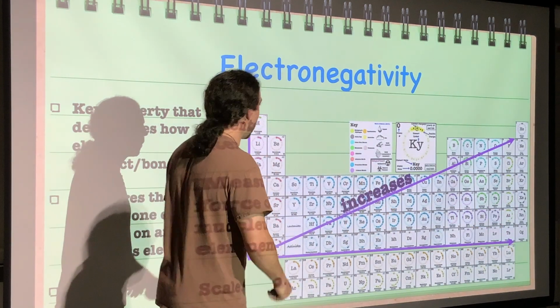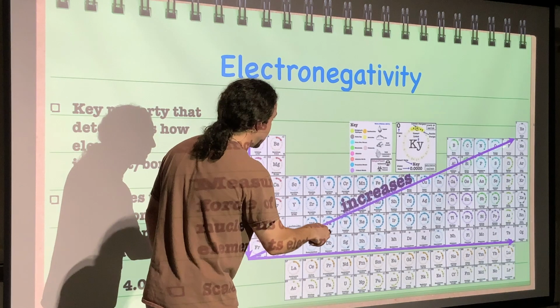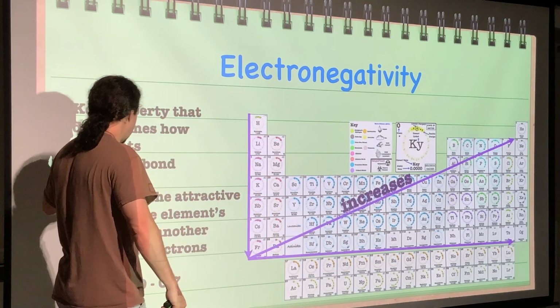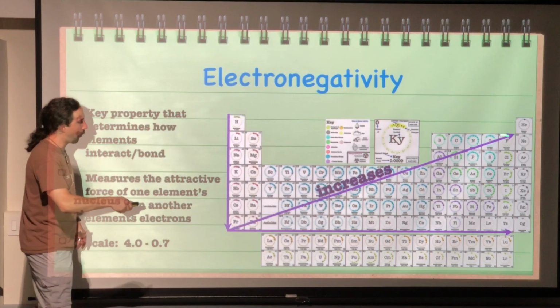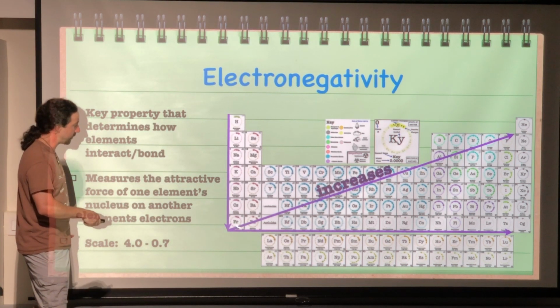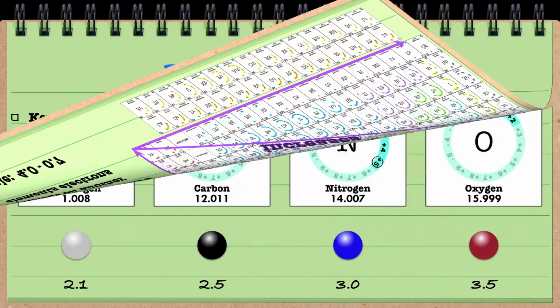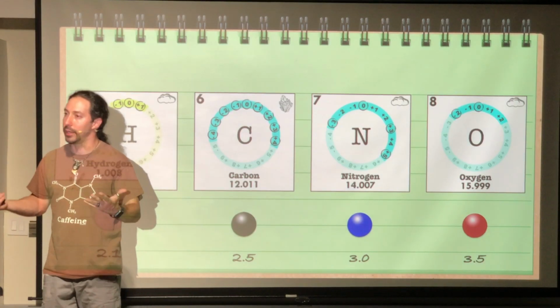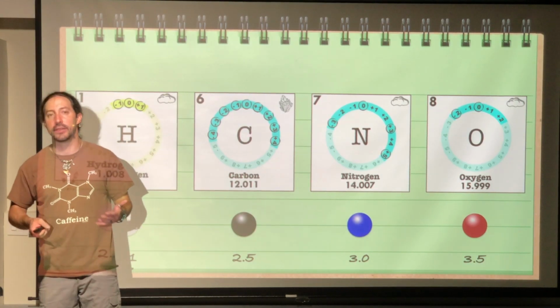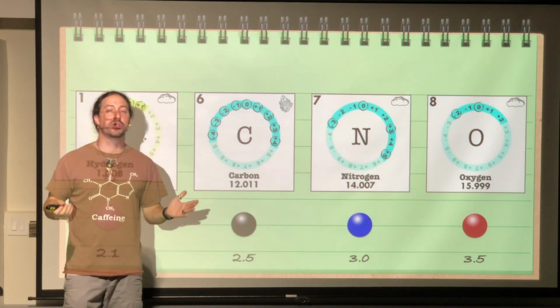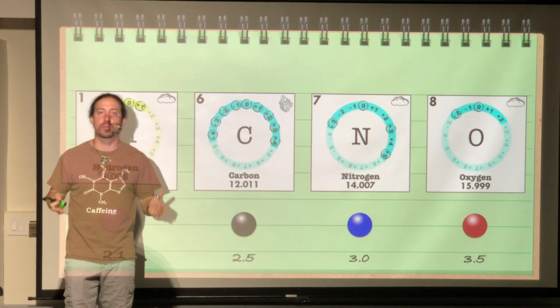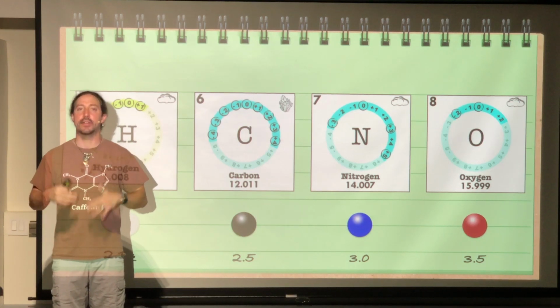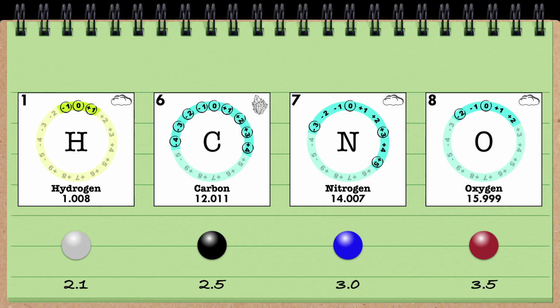Okay? So, again, we increase in this way. And our scale is only from 4 to 0.7, which is down here. Here are the electronegativities for the 4 elements that we really care about. Hydrogen having an electronegativity of 2.1. Carbon having an electronegativity of 2.5, nitrogen having an electronegativity of 3.0, and oxygen having an electronegativity of 3.5.